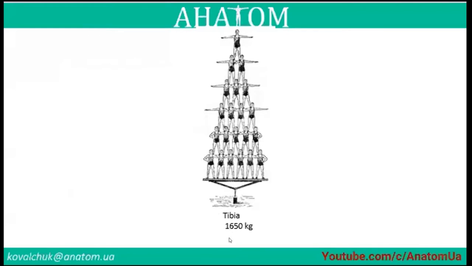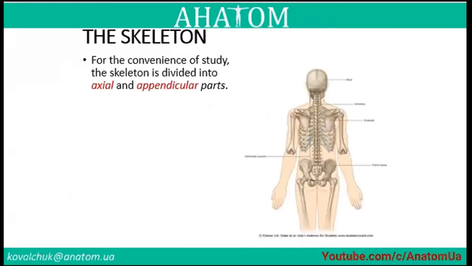Tibia is one of the bones of the lower limb, and in this position we present and press 1650 kilograms onto this bone. A very strong structure in a skull.